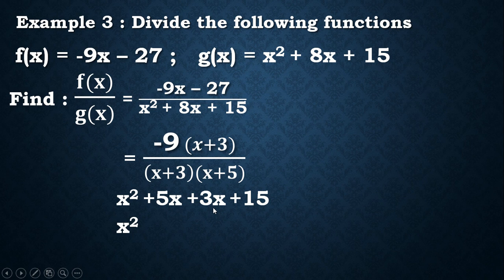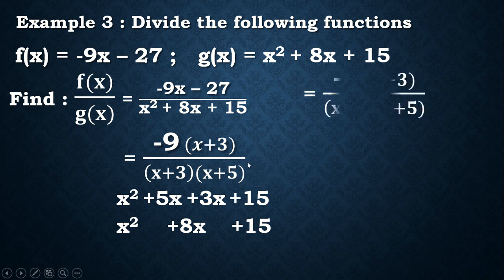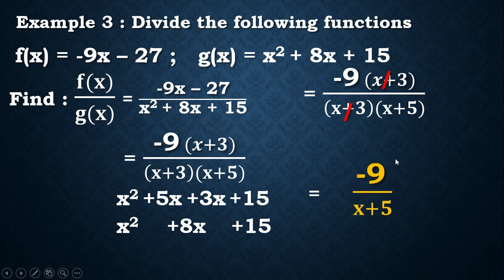5x plus 3x is equal to plus 8x. And then bring down 15. So we have this trinomial same with the g of x. So our factors are correct. And then we have to cancel common factors. We have to cancel x plus 3 and x plus 3 in the numerator and denominator. So our answer for example number 3 is negative 9 over x plus 5.